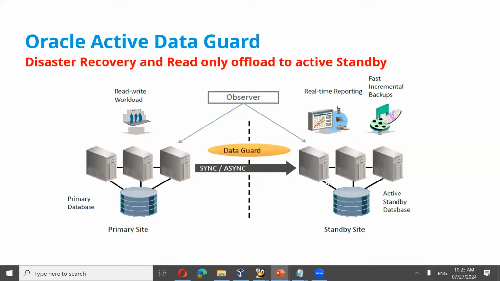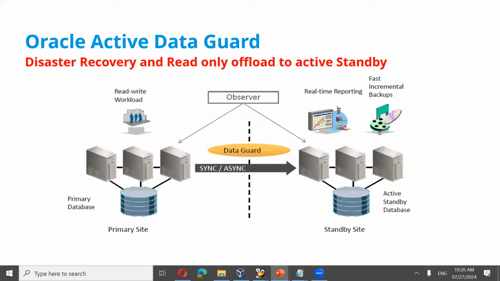Now, there are two types of standby database. One is active standby, which means it will be in read only mode. The other is the normal standby, which most places use, and which is free of cost as well. It will be in mounted mode, and whatever transactions are happening on source will be replicated to the target side.